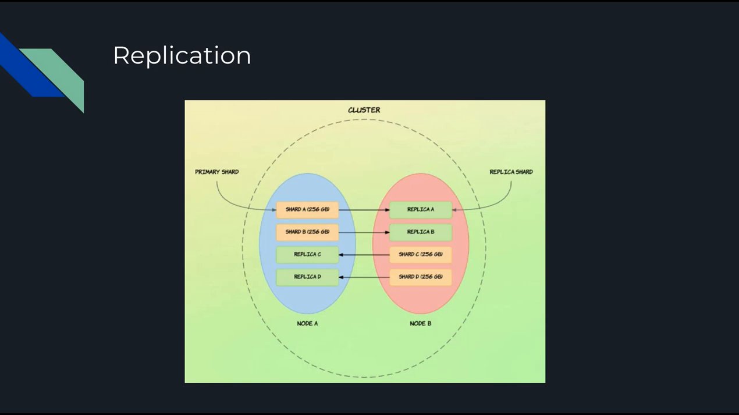And when you perform replication, you don't have your primary shard and your replica shard reside on the same node. Because what if that node crashes? You have no primary, and that bit of data is lost. So when you have shards, your primary shard and your replica shard reside on different nodes.